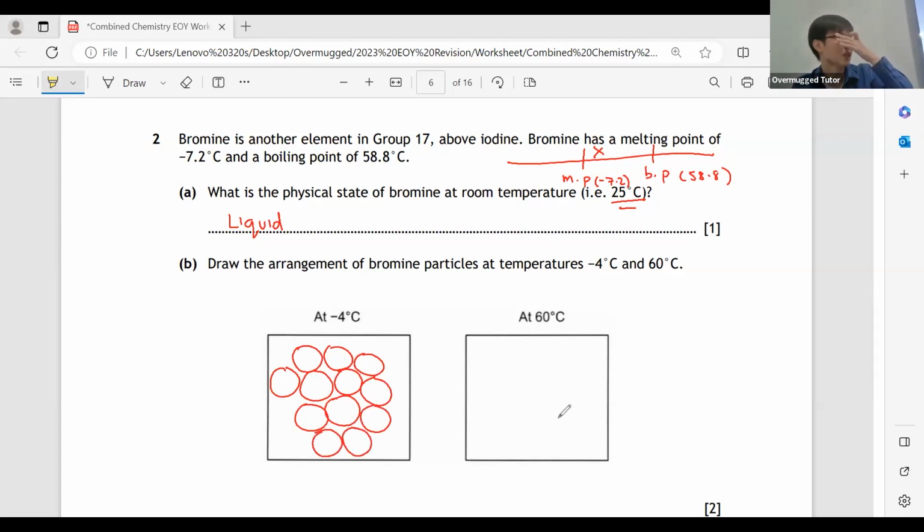Okay. Yep, that is fine. For gas, simple, just draw 3 is enough. Oh, I just gave the answer. Okay, 60 is over here. So this is gas. This is your 60.